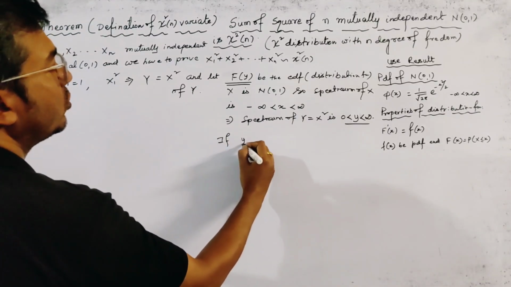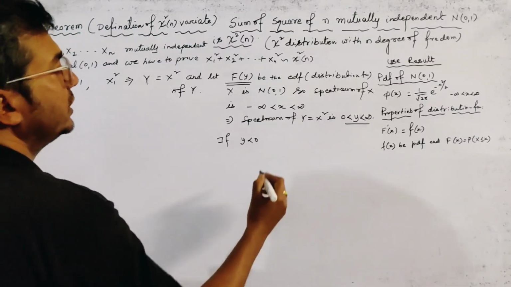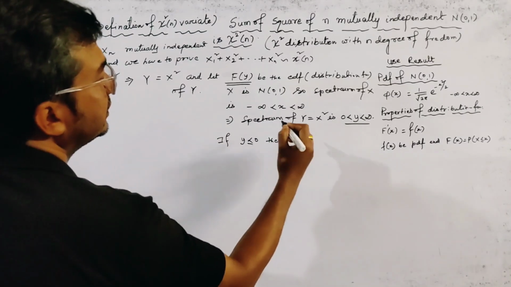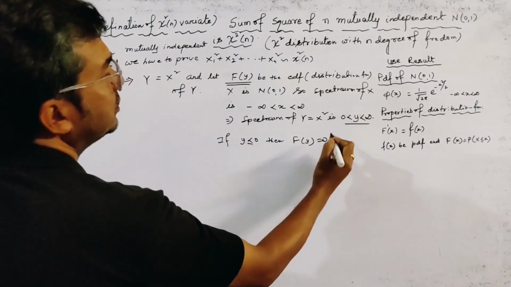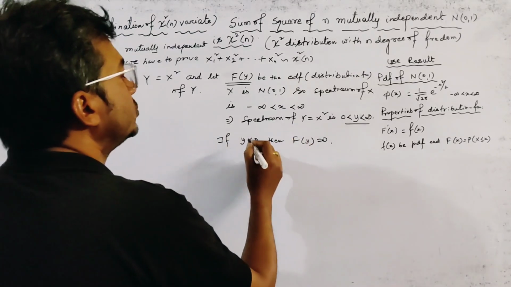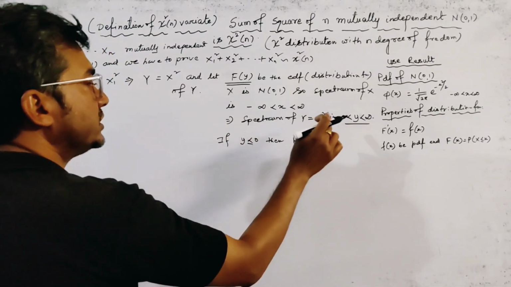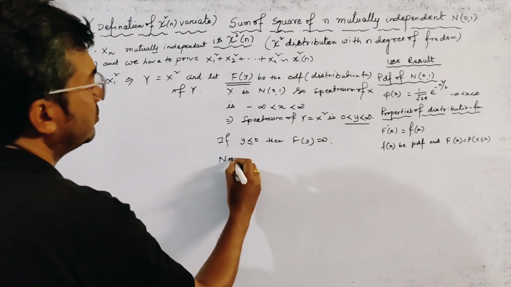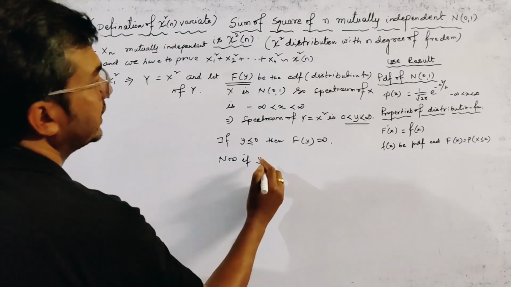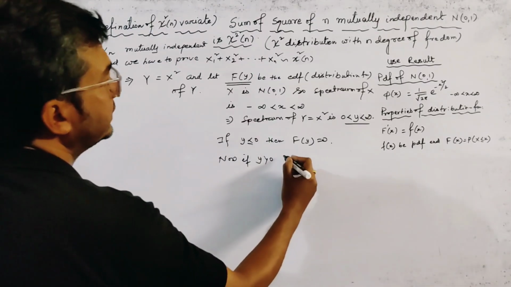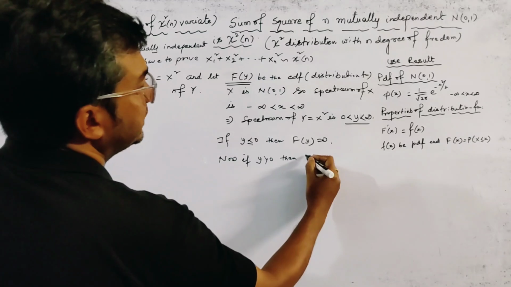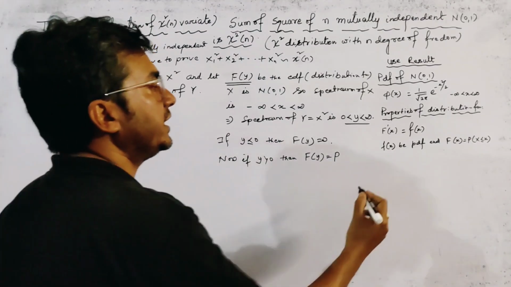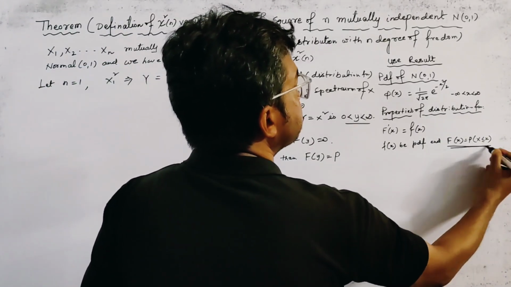If y is less than or equal to 0, then capital F of y is equal to 0, because there is no point in the spectrum which is less than or equal to 0. And now if y is greater than 0, then we can write the definition of CDF. What is the definition of CDF? We write here the definition of CDF.